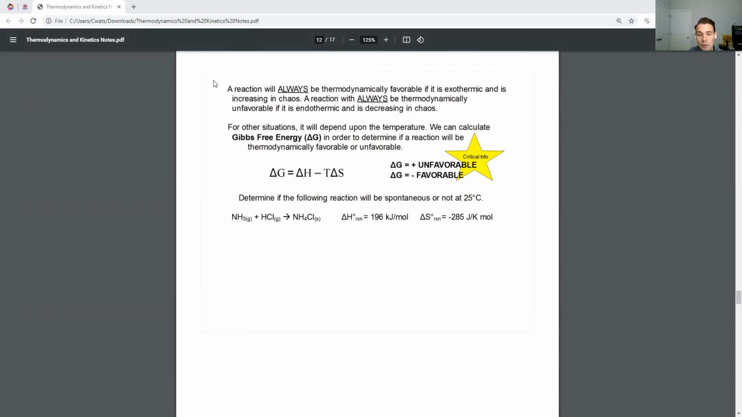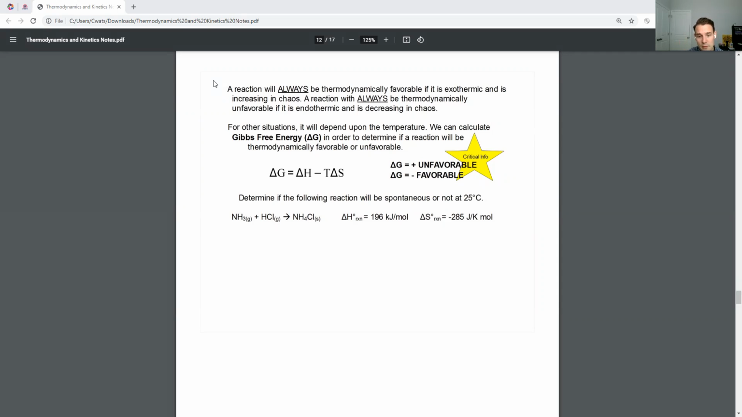But if not, you can do the calculation to determine Gibbs free energy, which will help us determine if a reaction is favorable or unfavorable. And that equation is delta G equals delta H minus T delta S. Okay, super important again with our signs. If delta G is positive, it's unfavorable. If delta G is negative, it's favorable.